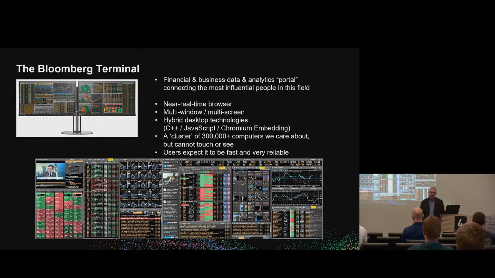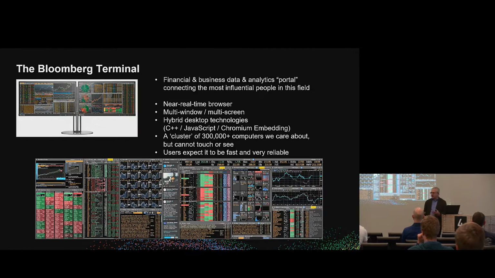Multi-window, multi-screen. Some traders have 8 HD or 4K monitors, a lot of pixels to update. Built using hybrid desktop technologies, a lot of C++, a lot of integration with JavaScript, a lot of JavaScript code actually, and embedding Chromium. And the way we think of it is a cluster of 300,000 desktop computers that we can't see, we can't touch, but we really care about.